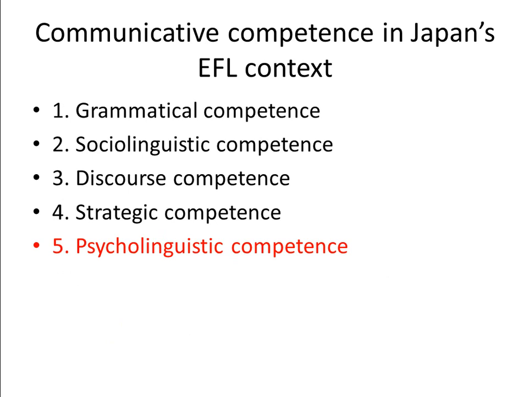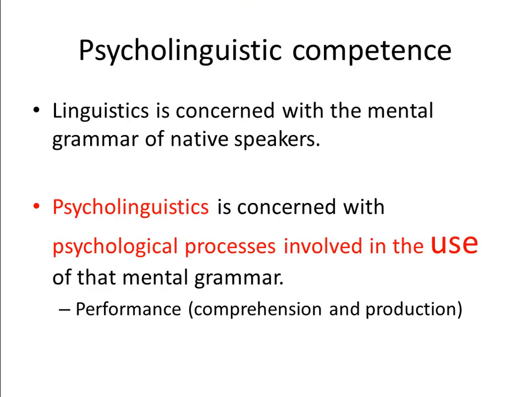So let me talk about just this, psycholinguistic competence. I think this is quite important when we talk about communicative competence in countries like Japan. So what is psycholinguistic competence? As I told you before, linguistics or theoretical linguistics is concerned with the mental grammar of native speakers. But psycholinguistics is concerned with the psychological processes involved in the use of that mental grammar. So use here means performance, or comprehension and production.